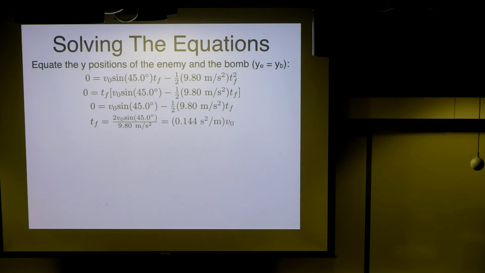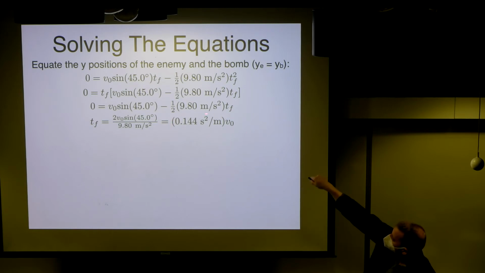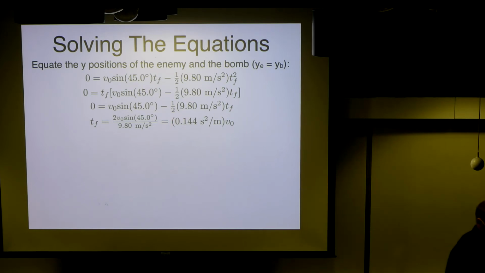So the other thing we do is just try to crunch some of these numbers, right? So I have 2 times sine 45 over 9.8. I don't want to keep writing that over and over again. So if you just calculate what that is, it comes out to 0.144. Okay. So 0.144 is multiplying V naught. And if you work out the units, it's actually seconds squared over meters. Okay. So this is something we have for T final. We could plug it into another equation later, but let's just leave it at that for now.